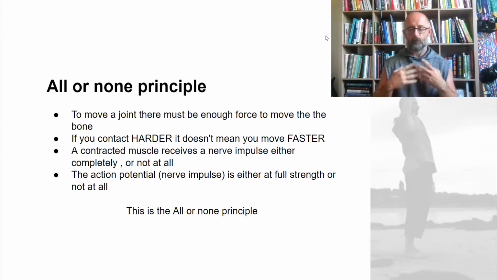Okay. So the all or none principle is basically telling us about the strength of the muscle contraction, so how much energy you put into it, how much force or lack of force is really dependent on the neural input, how many action potentials are going into the muscle, and how many of the different sections of the muscle are actually getting activated or having that nerve impulse going to the muscle belly and the different sections in the muscle. Okay. So to move a joint, you have to have enough force to move the bone.